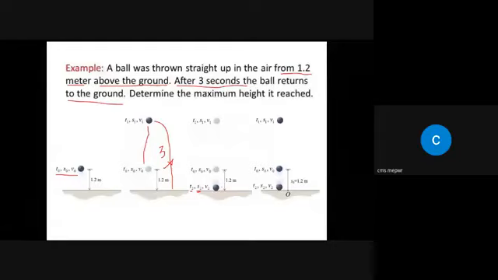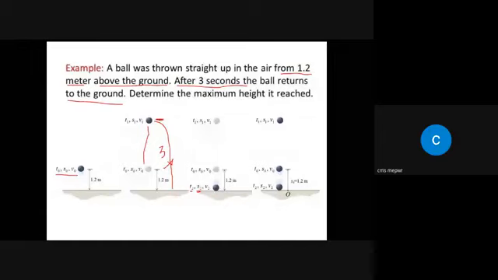Now what we need to do is determine the maximum height it reached. So what is the maximum height? Initially a person was standing over here and the ball was also at this position. So the maximum height will be this one. We need to find out S1. So how can we find it out?